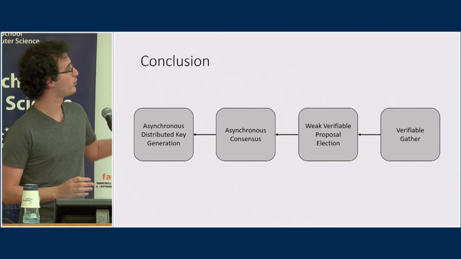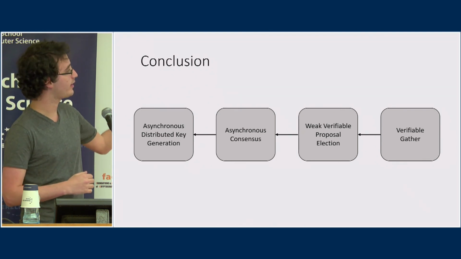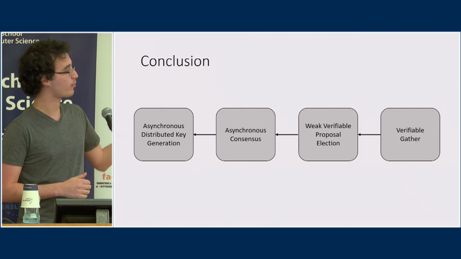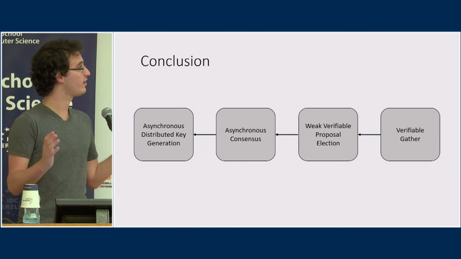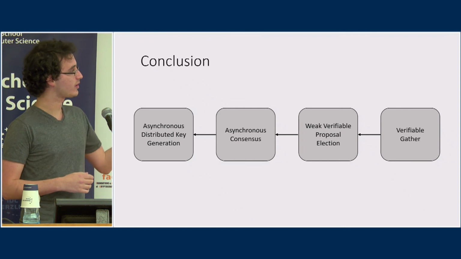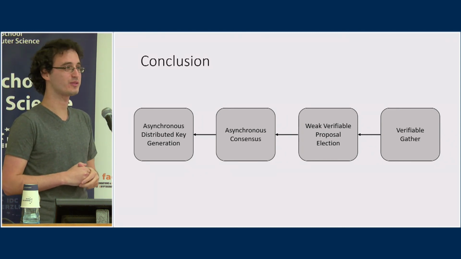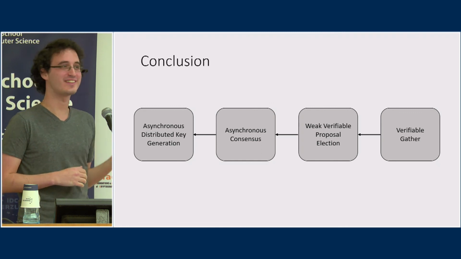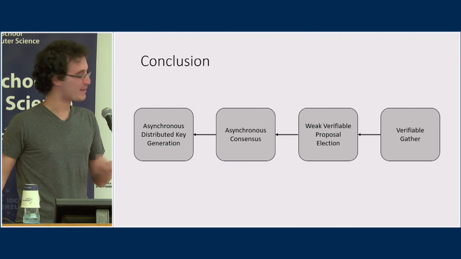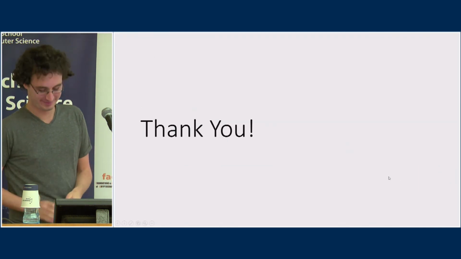So a little bit of conclusion. We talked about the first three parts: the DKG protocol, the consensus protocol, and the proposal election protocol. We didn't talk at all about the gather protocol. It's another interesting protocol for consensus purposes. But if you're interested, you're more than welcome to read the arXiv version. It has a very nice write-up. Thank you very much.